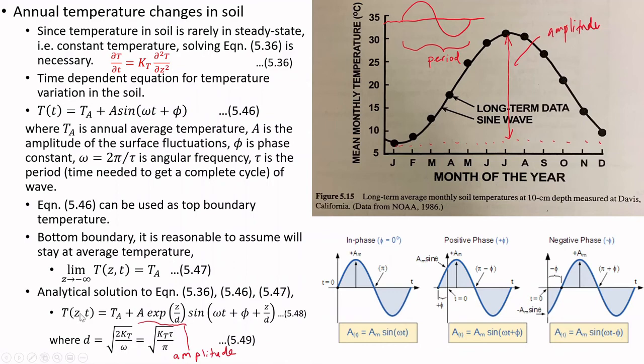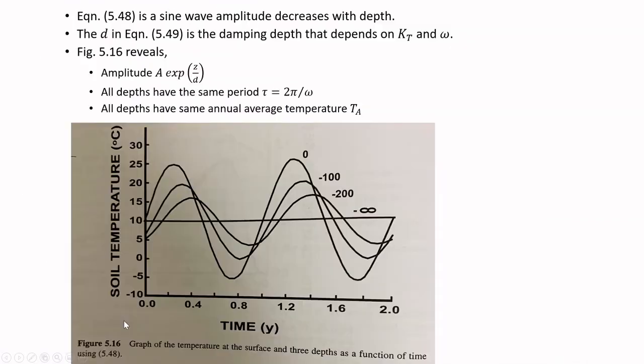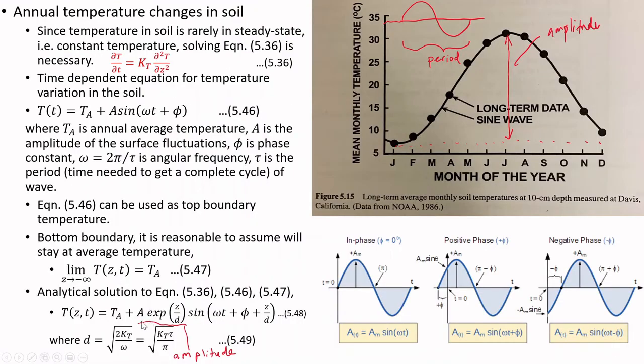So this is the equation that will help you predict the temperature at different depths and different times. The temperature has Z as the depth into the soil, A still referring to the amplitude at the surface. TA is the average temperature, and then this whole thing, A multiplied by the exponential of Z over D. D is the damping depth.